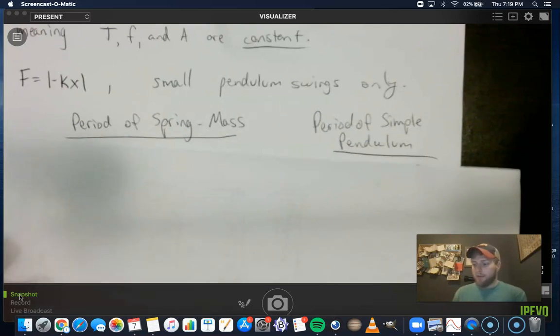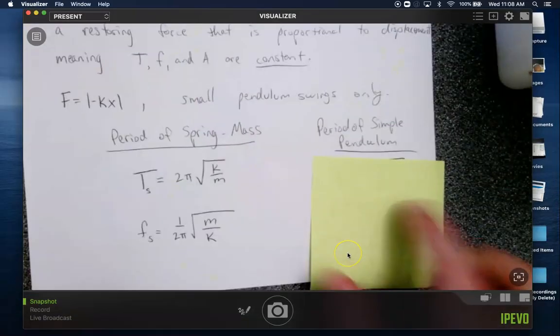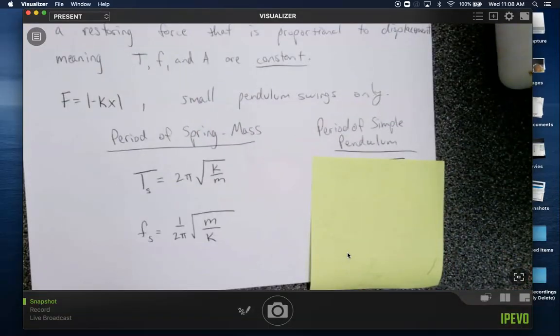So anyway, without further ado, let me show you the period of a spring mass system. Alright, scholars, I made a mistake. Happy to admit it. I accidentally flipped the spring constant K and the mass M. So I'm going to pause and fix it, and then the notes on Google Classroom are going to be correct.